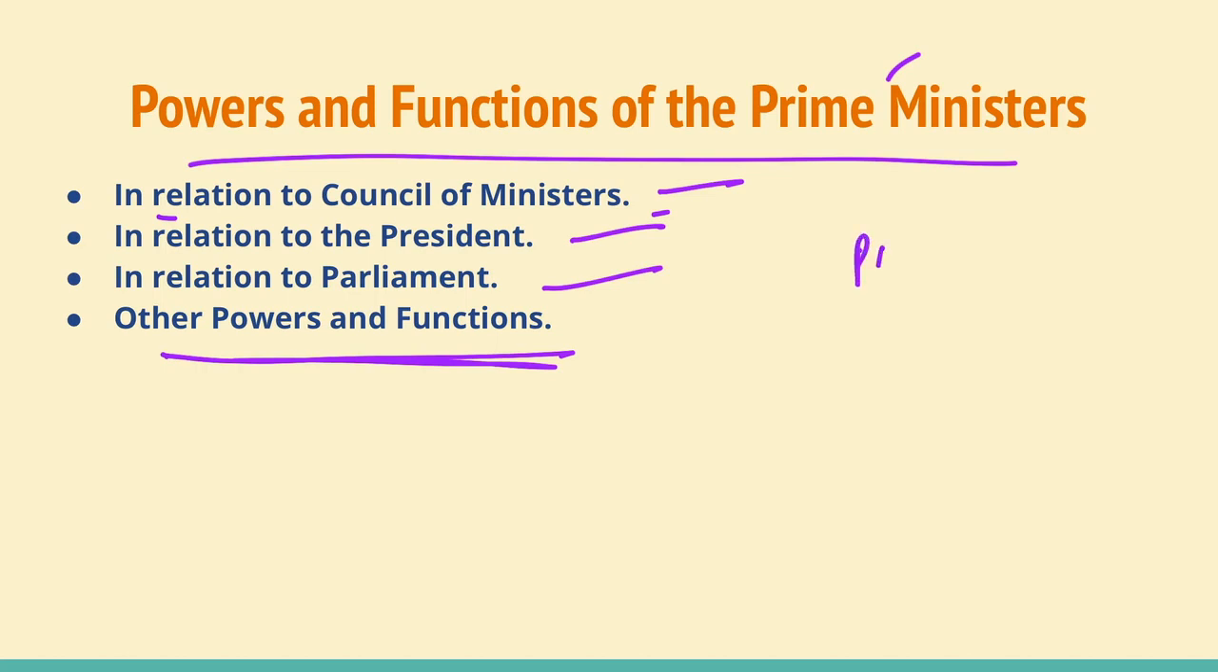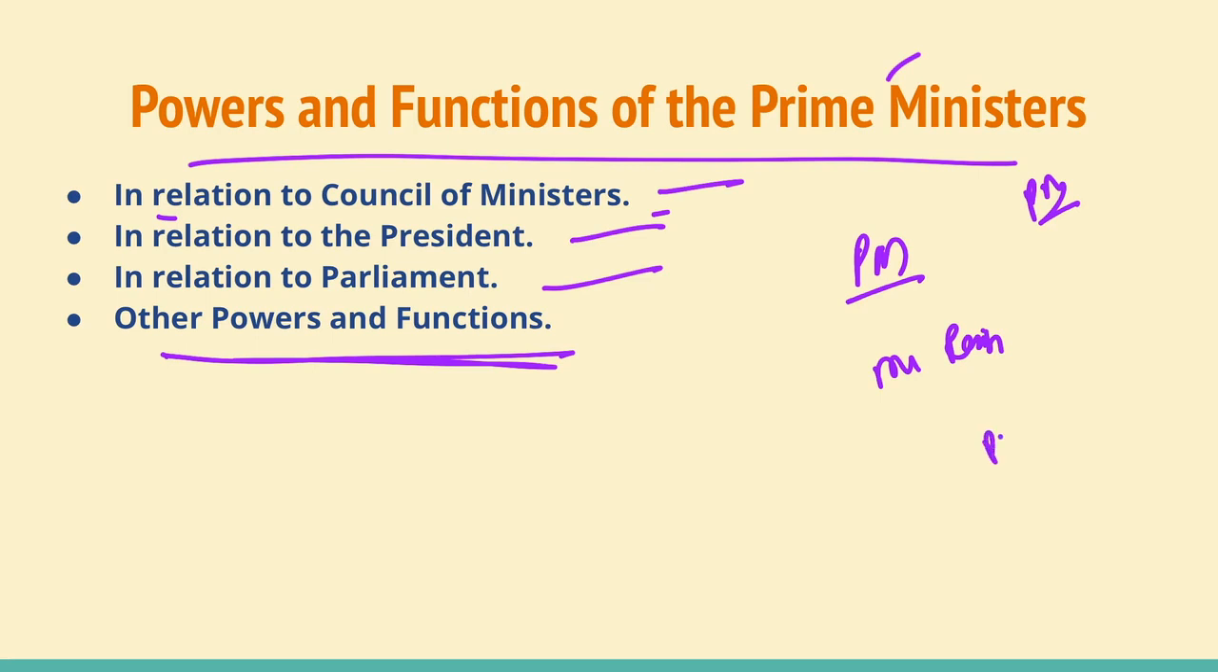The Prime Minister will recommend a person who can be appointed as a minister by the president, and the president should appoint only those persons as ministers who are recommended by the prime minister. The prime minister allocates and reshuffles various portfolios among the ministers. The prime minister can ask a minister to resign at any time, or he can advise the president to dismiss that person in case of difference of opinion.